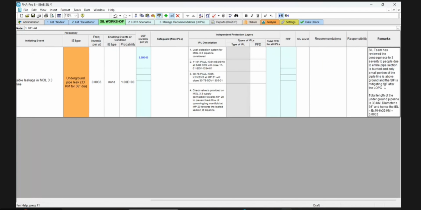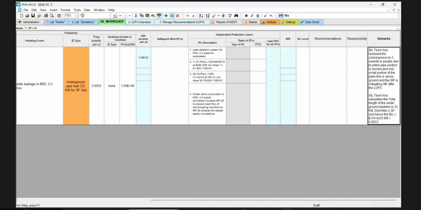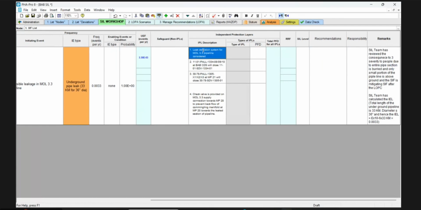Right. The total length of the requirement with this one. Same till the IEL has been calculated. This is okay. So coming back here on the right side, I mean LDS.